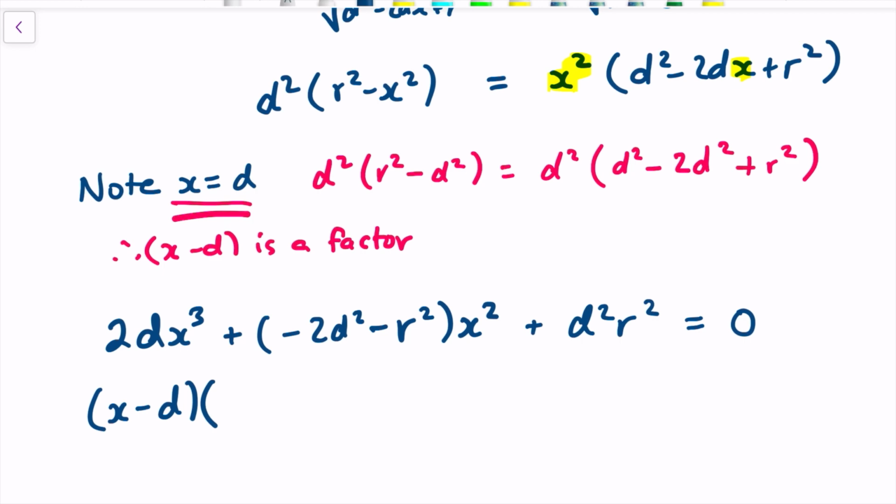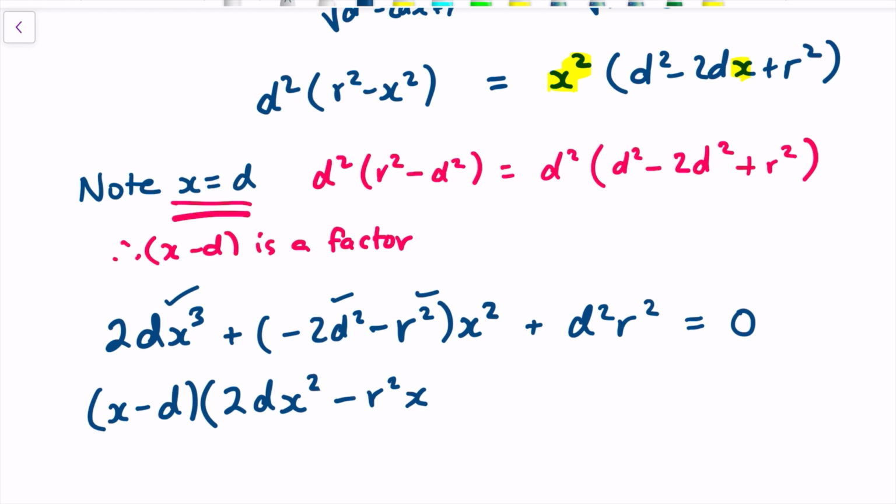And we've got 2dx squared as the cubic term. If we expand that just to check, we'd get 2dx cubed minus 2d squared x squared. So that's made this term here, and it's also made that term there. The next thing is we need a minus r squared x squared. So if we go minus r squared x there, again expanding this, it would be minus r squared x squared, which is that term there, and it gives us plus dr squared x, which we don't want.